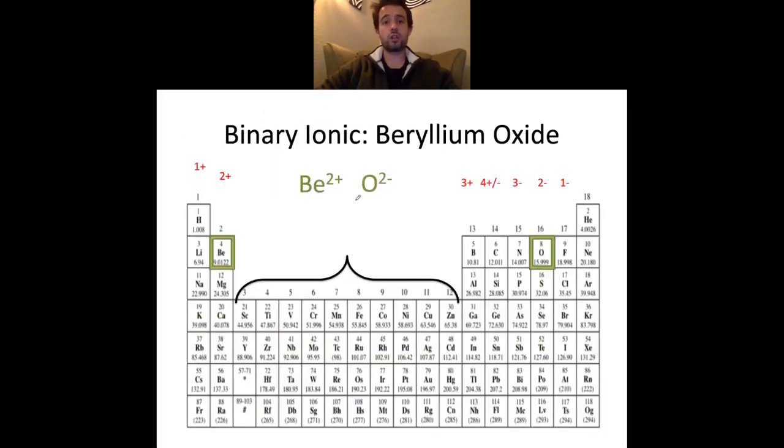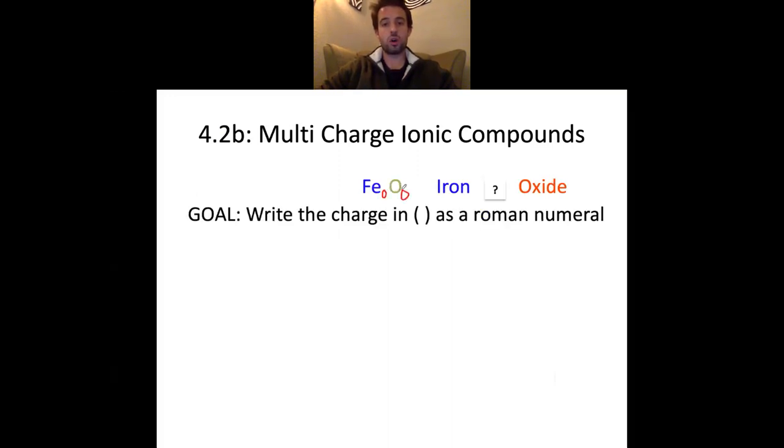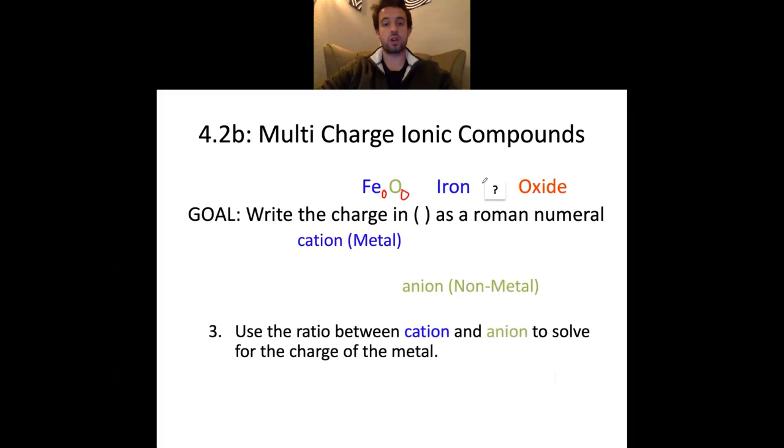Okay, so here's the binary ionic beryllium oxide. It's just Be2+ and O2-, so it'd just be BeO. With iron oxide, if we were to give you that name, iron oxide, we wouldn't necessarily know what numbers to put here and here. So we have to write in a Roman numeral here in the middle in iron oxide.